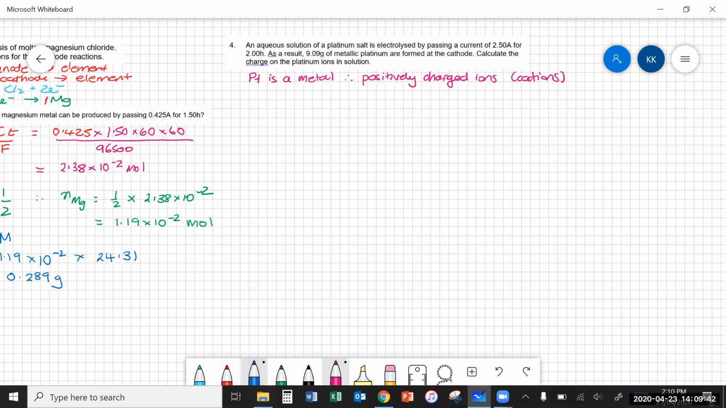Okay, so let the charge be X. Platinum is a transition metal, so it can have variable charge. So we're talking about Pt X+. If we're going to write the half equation that's occurring at the cathode, then our platinum X+ ions are going to gain X electrons to make platinum. So that's going to be our cathode half reaction.